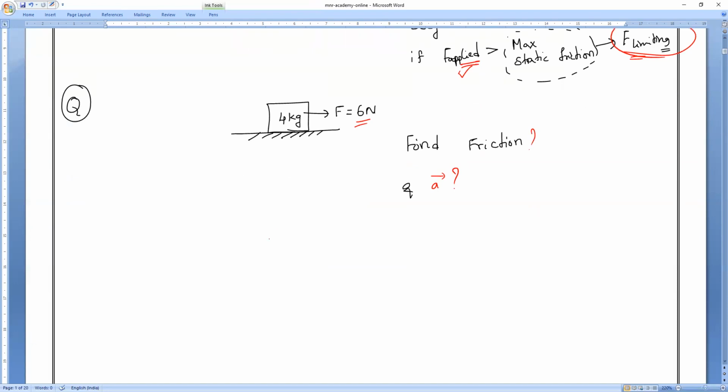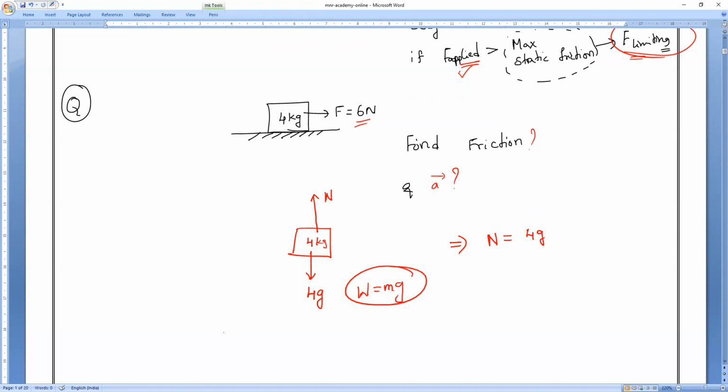As we all know, if any object is placed on a surface, that is the 4 kg object, there is always something acting in the downward direction. What is that, everybody? Weight. Weight is equal to mg, where m is 4, so 4g. Opposite to that, perpendicular to it, something is acting. What is that, everyone? Normal. So N is equal to 4g. Am I right, Pradosh? Clear?